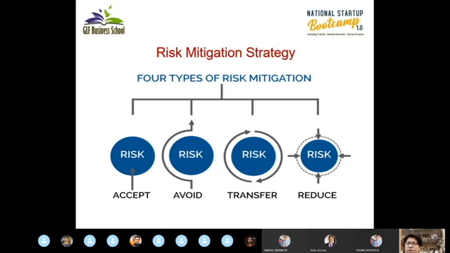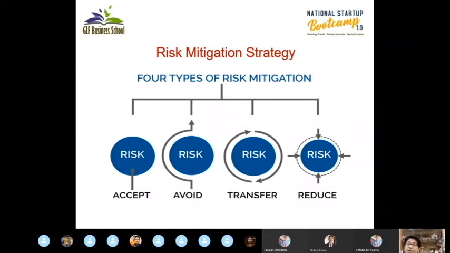The four types of risk mitigation: one, risk acceptance; two, risk avoidance; three, risk transfer; and four, risk reduction. Risk acceptance does not reduce any effects. However, it is still considered a strategy. This strategy is a common option when the cost of other risk management options such as avoidance or limitation may outweigh the cost of the risk itself. A company that doesn't want to spend a lot of money on avoiding risks that don't have a high possibility of occurring will use the risk acceptance strategy.